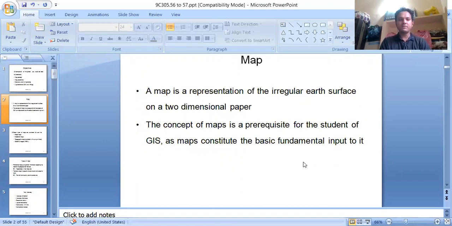Map. What is a map? A map is a representation of irregular Earth surface on a two-dimensional paper. Actually, the Earth is a three-dimensional structure, which we represent on two-dimensional paper, which is called a map. The concept of maps is a prerequisite for the students of GIS, as maps constitute the basic fundamental input to it. So this is about map.